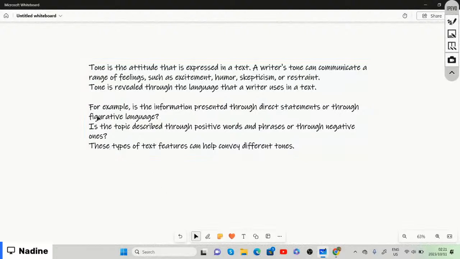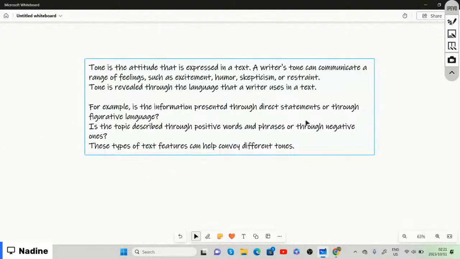All right. So you need to see whether the information is presented through direct statements or through figurative language. Is the topic described through positive words and phrases or through negative ones? And lastly, these types of text features can help convey different tones. So tone within writing is important.